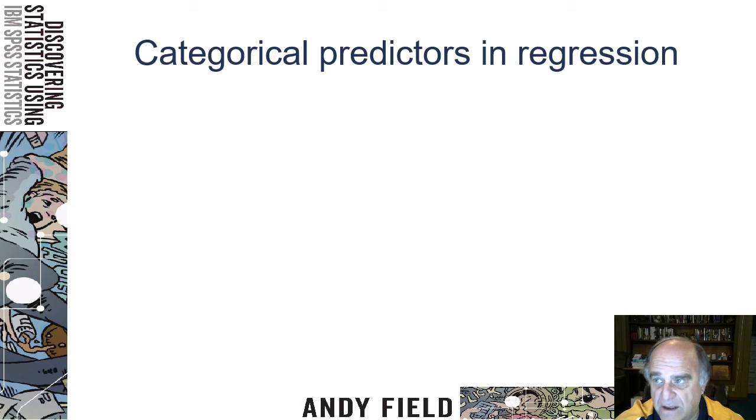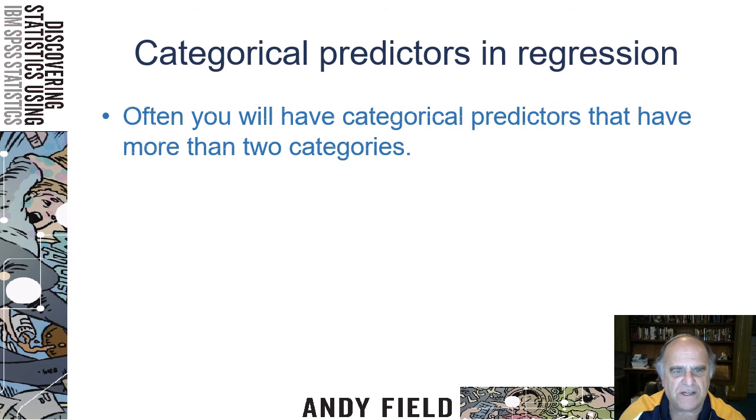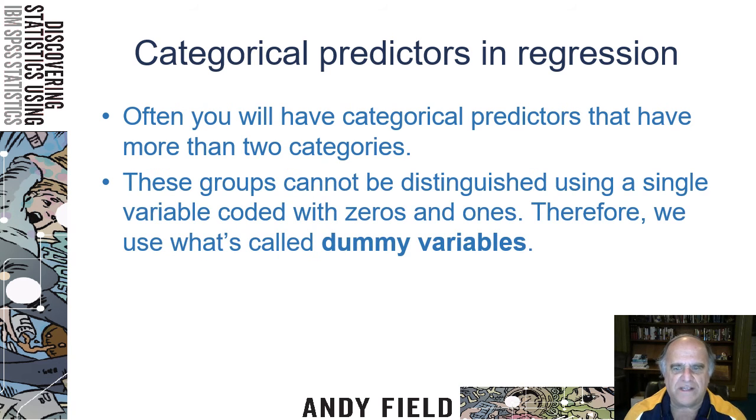All right, we're going to turn to Field now, categorical predictors in regression. Often you'll have categorical predictors that have more than 2 categories. I don't know how often that is. I usually try to avoid it, but often you may have categorical predictors that have more than 2 categories. These groups cannot be distinguished using a single variable coded with zeros and ones. Therefore, we use what's called dummy variables.